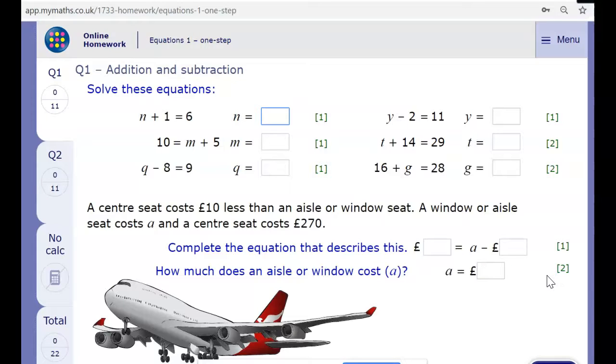All right, so guys, there is question 1 up on the screen, and it says solve these equations. We've got n plus 1 equals 6, what's n? 10 equals n plus 5, what's m? Please could you all have a go at these first 6 questions.